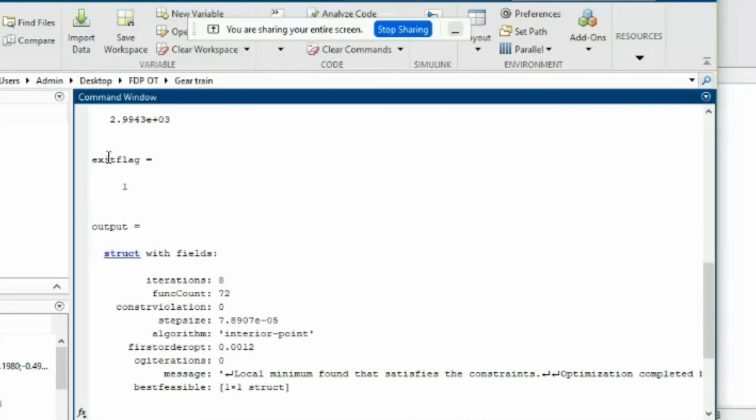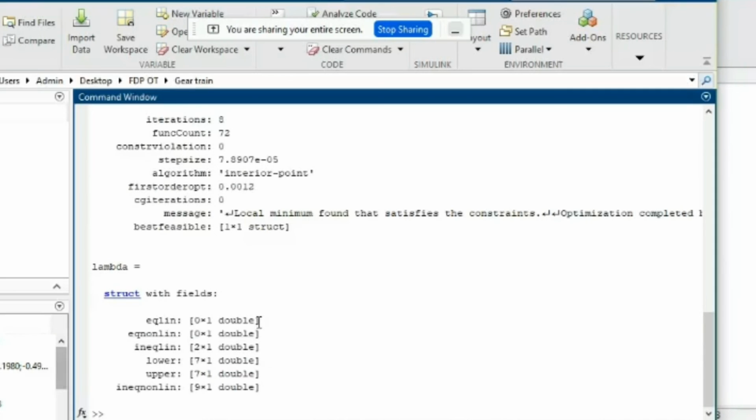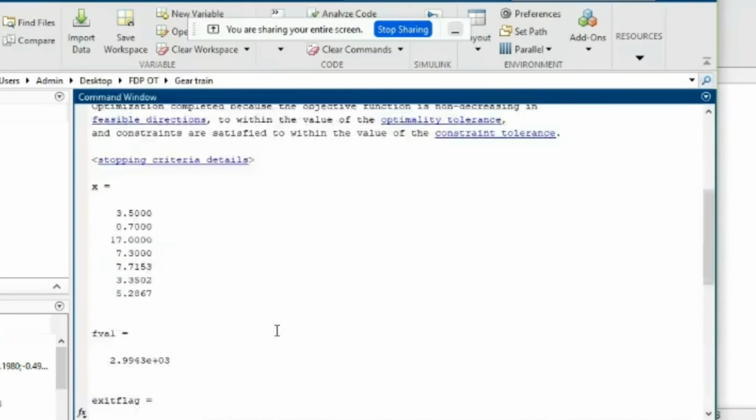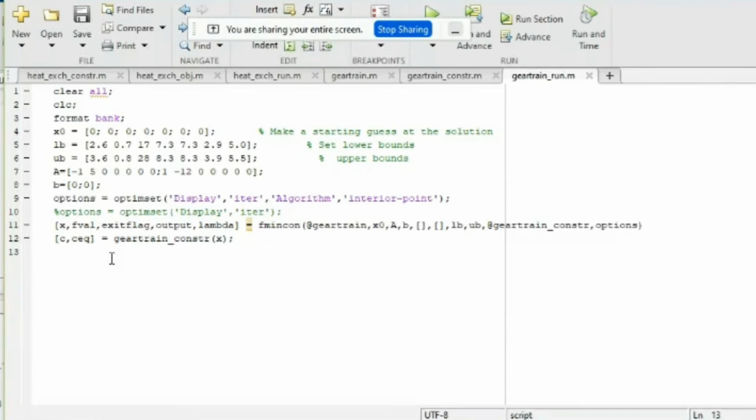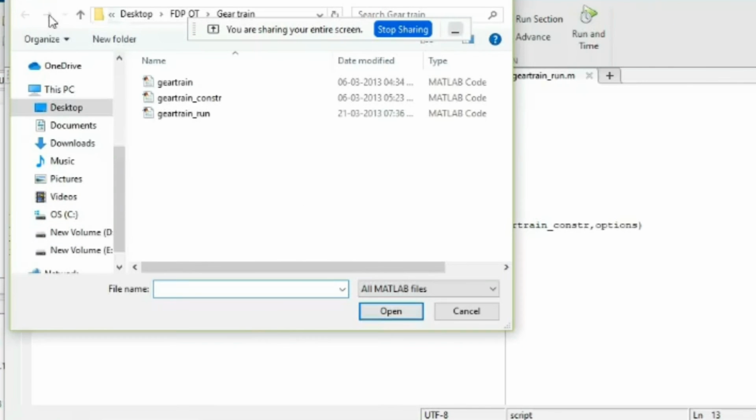Then the solution is successfully executed and terminated. Then the Lagrange multiplier values in matrix form. Only up to that is given in the output argument, right? So this is the solution for the gate train problem. Then again another simple example, one simple example I will show you.